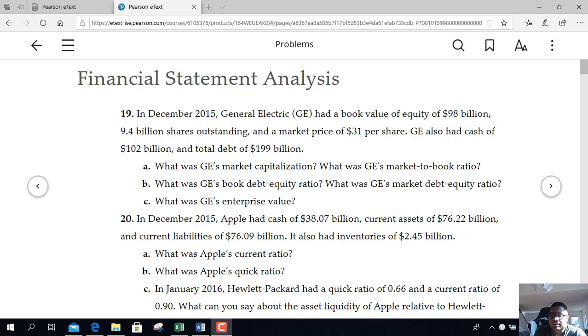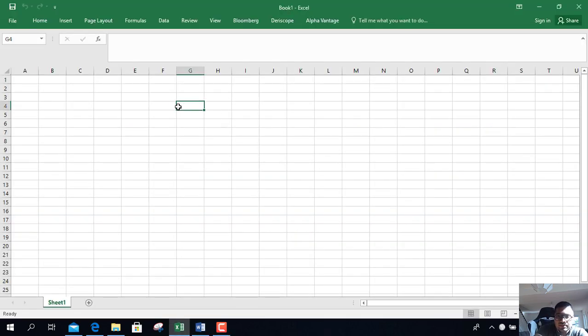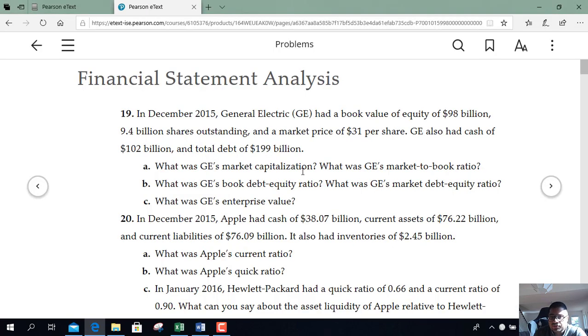Now how do you calculate the market cap of a company? You calculate it by multiplying the number of shares by the share price. So it has 9.4 billion shares and the share price is 31. So 291.4 billion is the market cap. So that was the first part.